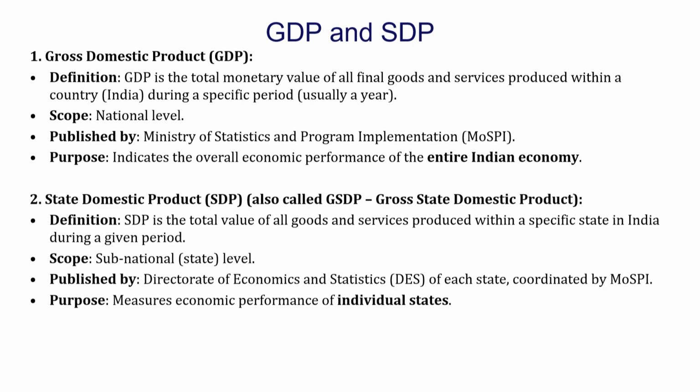And SDP, which we call gross state domestic product, we calculate at the state level. This is the total value of all goods and services produced within a specific state in India during a given period. The scope is at the sub-national level and it is normally collected and published by the respective agencies at the state level, normally the Directorate of Economics and Statistics of each state, coordinated by MOSPI. The purpose is to measure the economic performance of individual states.